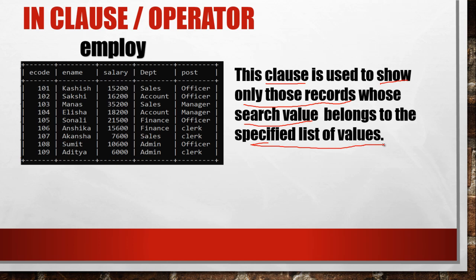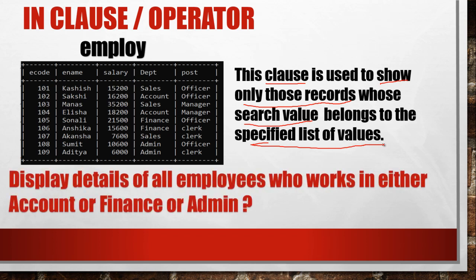Basically we select a particular field from the table, right? If the value of that field belongs to the list of values, then the record of that value gets shown to the user. Let me clarify with the help of an example. Suppose it is given that we display details of all employees who work in either accounts or finance or admin department. So we want to view the details of all those employees who work in accounts department or finance department or admin department, right?